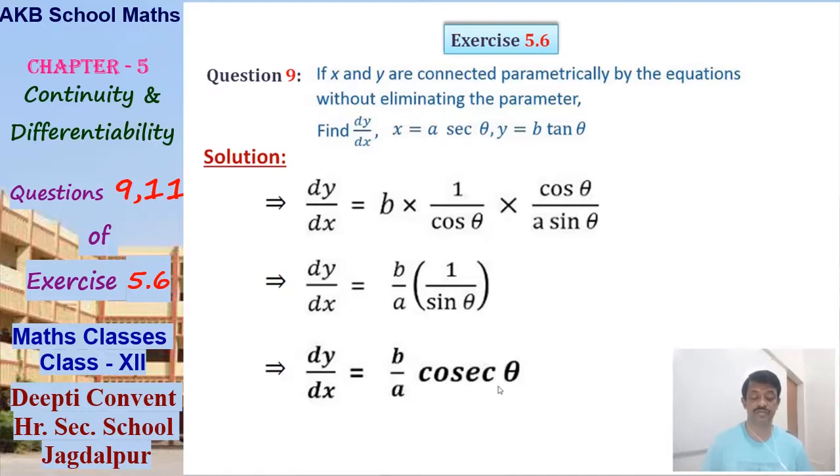So the derivative is this, that is dy by dx, the value of the derivative in terms of theta, because the functions are given in terms of theta. This is the parametric function, the values of x and y are given in terms of theta. So the derivative is found in terms of theta like this, b by a cosec theta. So this is a very simple question. This was the solution of question 9 of exercise 5.6.